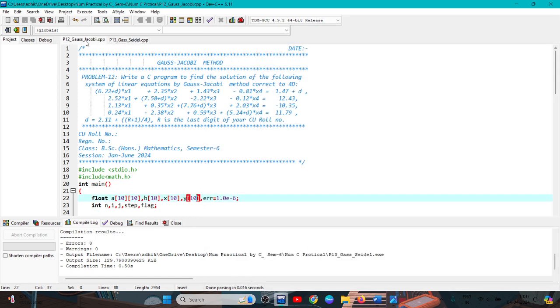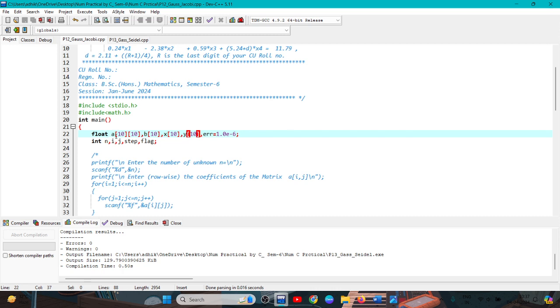This is the Gauss-Jacobi method, problem 12. Write a C program to find the solution of the following system of linear equations by the Gauss-Jacobi method correct to 4 decimal places. This is the first equation, second, third and fourth equation. So it is a 4 by 4 coefficient matrix, and D equals 2.11 plus R plus 1 divided by 4, where R is the last digit of your roll number.